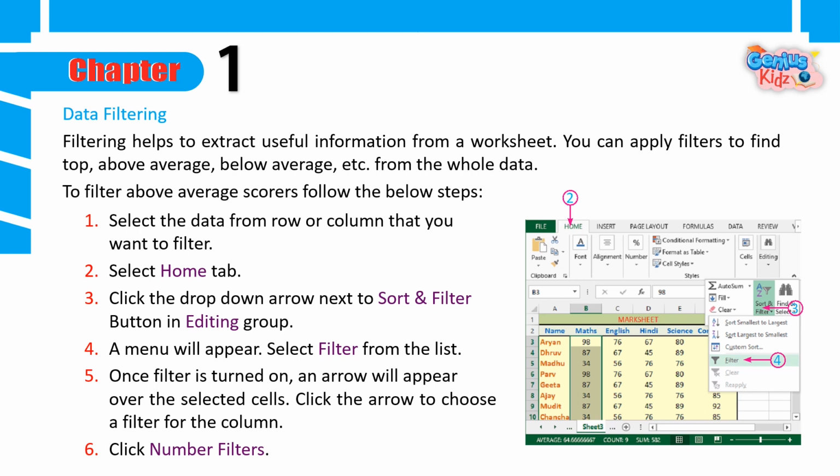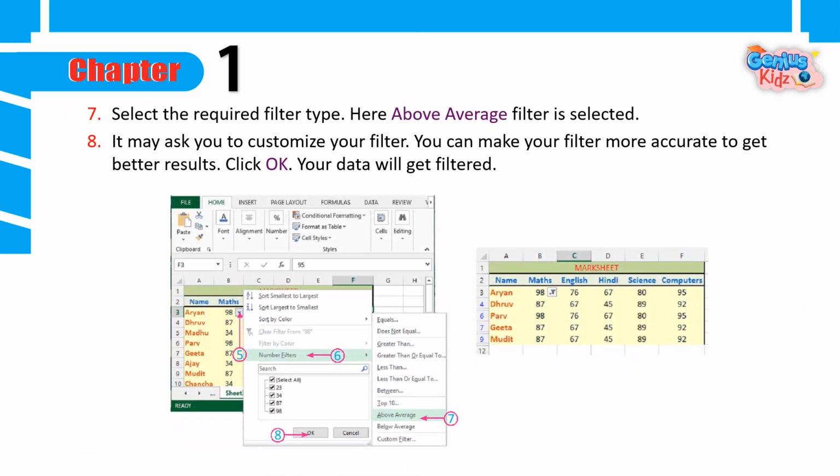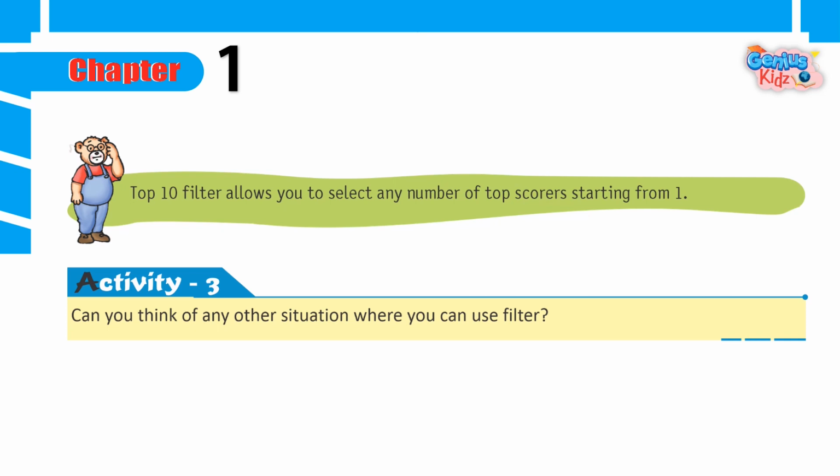6. Click Number Filters. 7. Select the required filter type. Here above average filter is selected. 8. It may ask you to customize your filter. You can make your filter more accurate to get better results. Click OK. Your data will get filtered. Top 10 filter allows you to select any number of top scorers starting from 1. Activity 3. Can you think of any other situation where you can use filter?